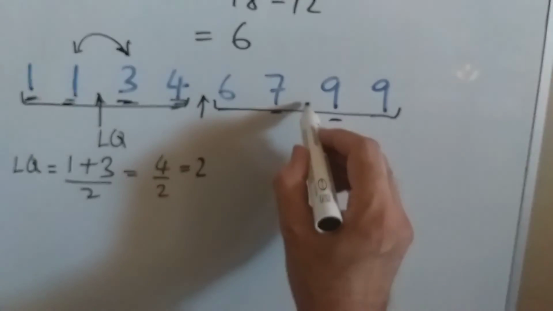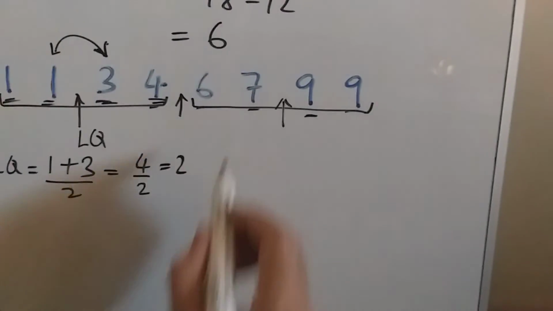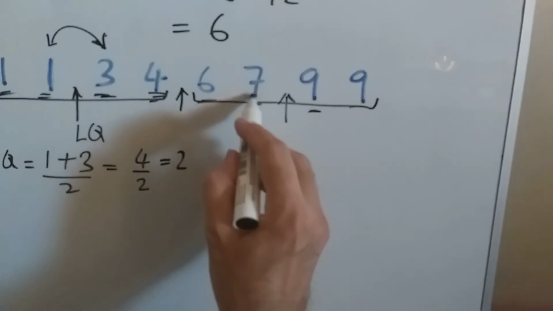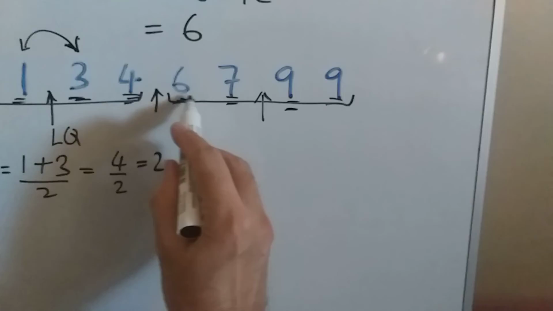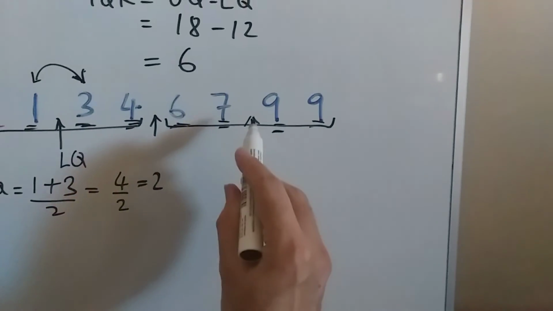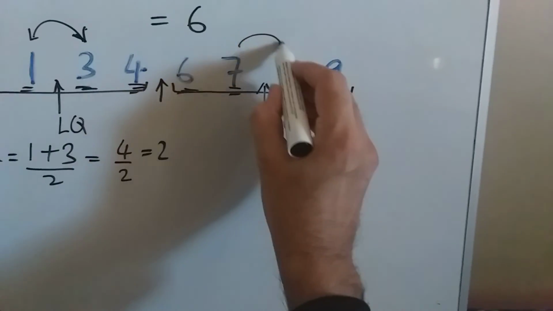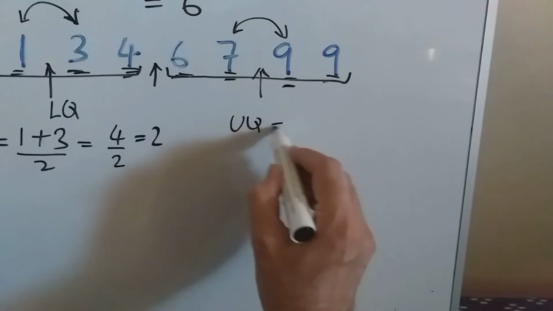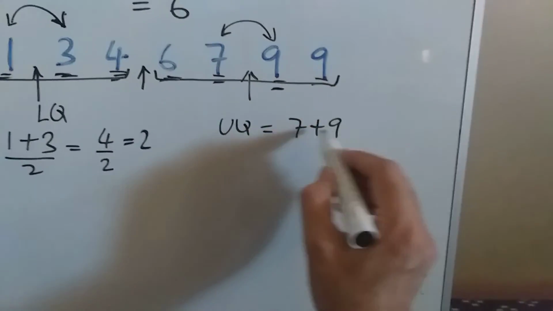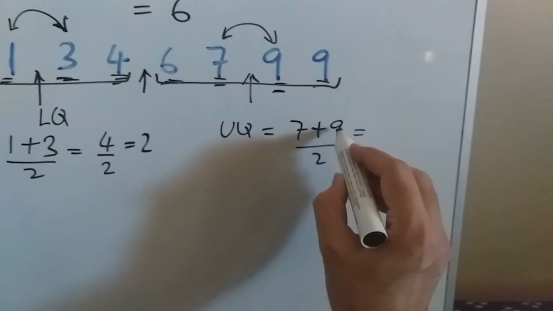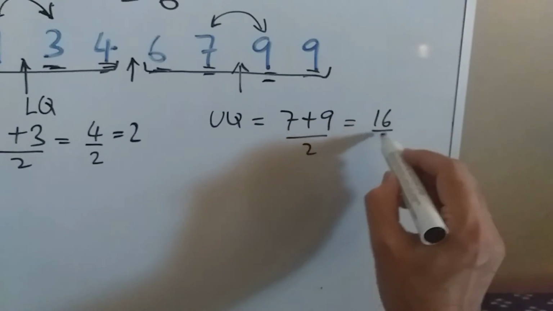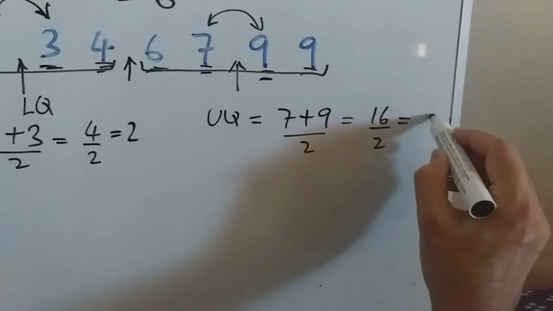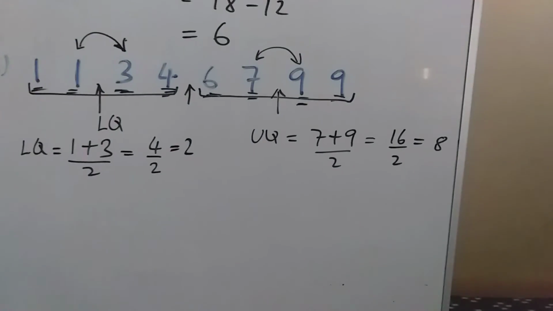The upper quartile will be the 75th percentile, which happens to be here between 7 and 9, the middle of these 4 scores. And then we have to add 7 and 9 and then divide by 2. So the upper quartile will be equal to 7 plus 9 divided by 2. 7 plus 9 is 16. 16 divided by 2, and that is going to be equal to 8.